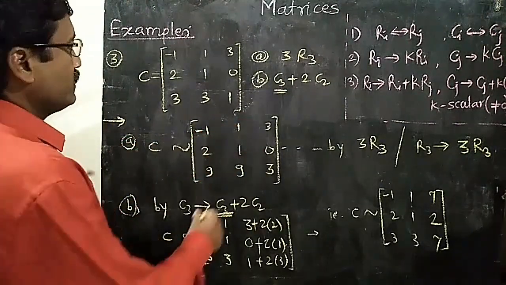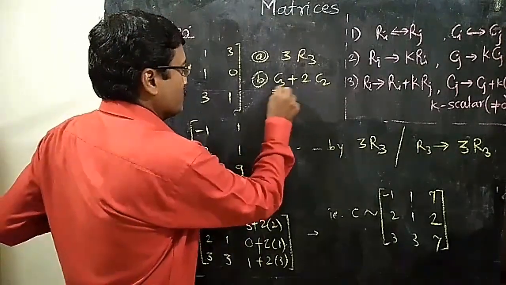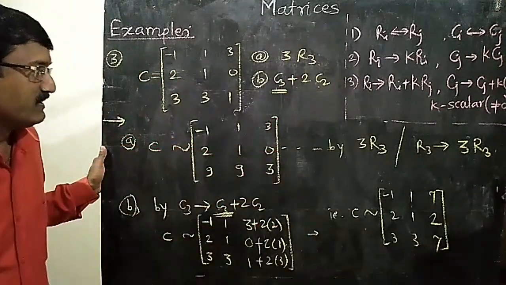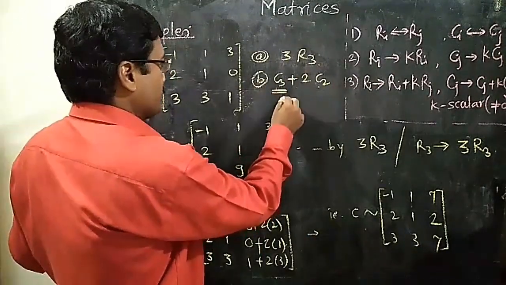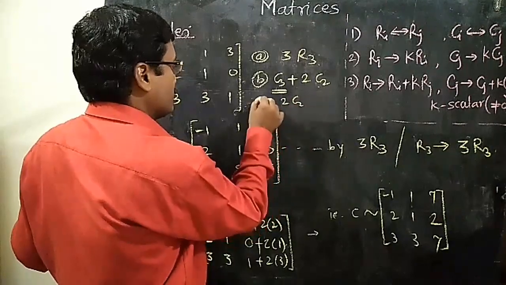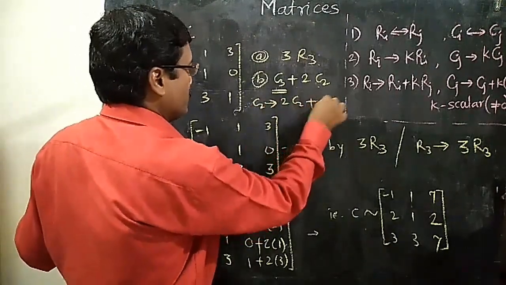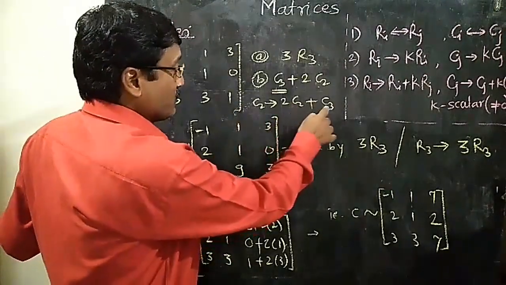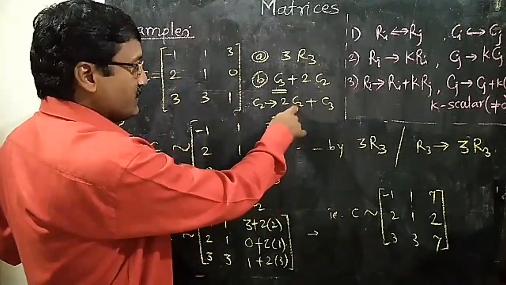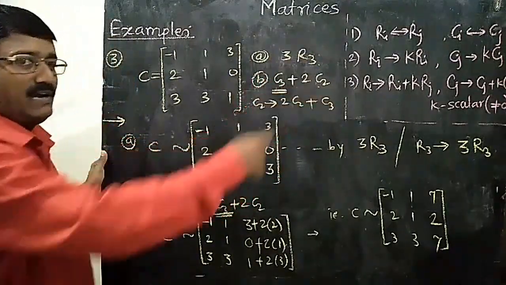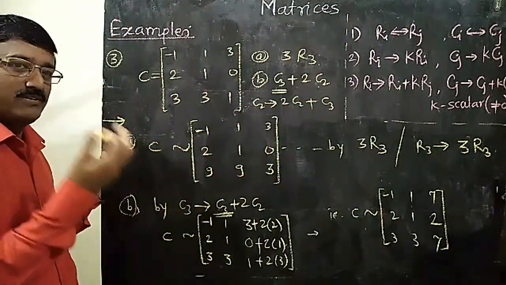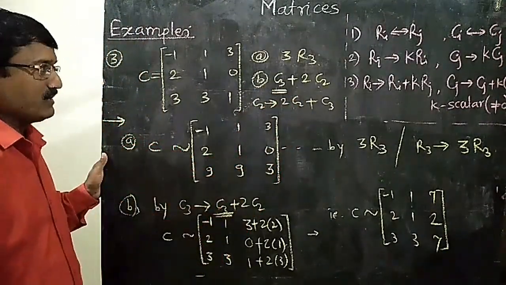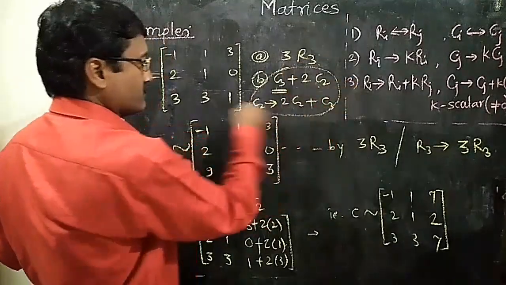So remember, there is change in only the first row or column, not in the second. If instead, suppose C2 implies twice of C2 plus C3 is given, then there will be change in C2, not in C3. First we will take the multiple of C2 and then we will add the corresponding elements of the third column in the second column. So C2 will get changed. Okay, remember this difference.